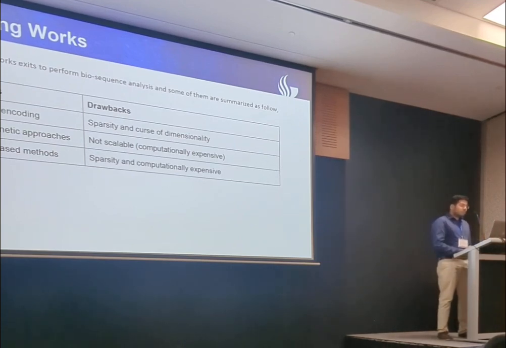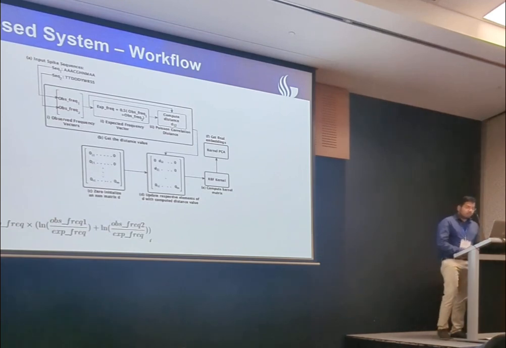And then there has been work done on k-mer based methods, which is a substring k-mer count, and we just take the pattern of amino acids coming in the genomic sequencing as it is advancing. So we took that into account. So this is our proposed system.